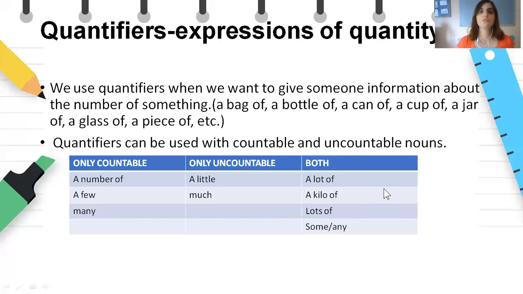So in order to practice this grammar part of the English language, try to use these countable and uncountable nouns in different sentences. Write sentences on your own using both countable and uncountable nouns together with a suitable quantifier.